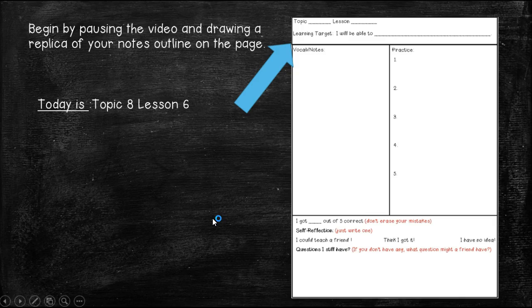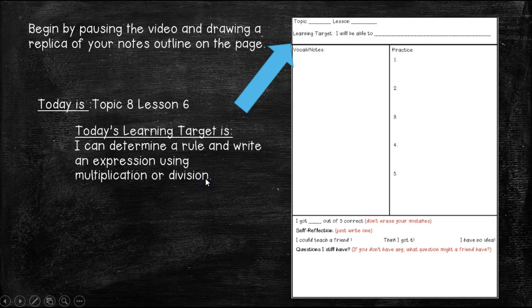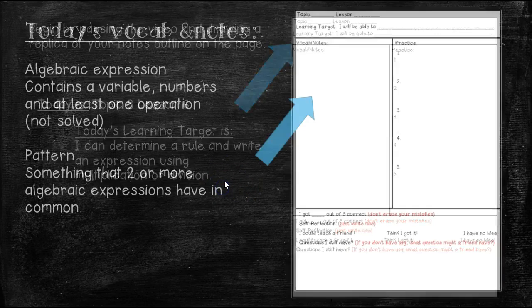Today we're going to be talking about Topic 8, Lesson 6, and our learning target is I can determine a rule and write an expression using multiplication or division. Yesterday we did the same exact thing except we used addition and subtraction. Today we're going to use multiplication or division.